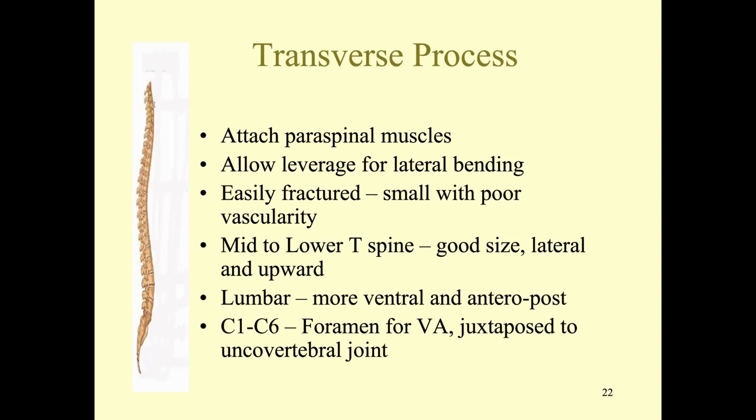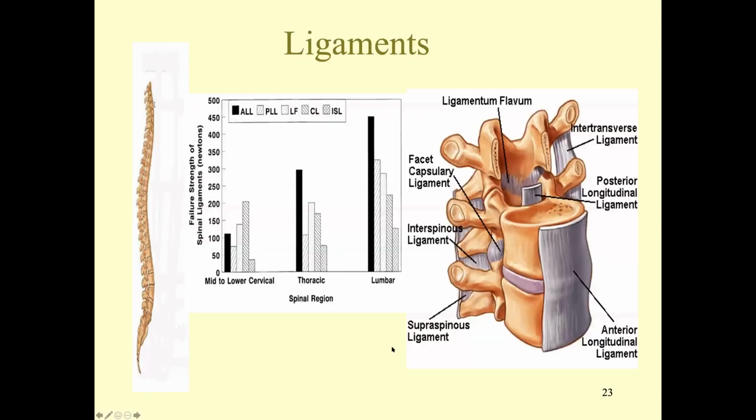But as you go down the spine in the lower thoracic and the lumbar, you have good sized lateral and upward transverse processes. The lumbar transverse processes are much more ventral and deeper. So if you're going from a posterior approach, remember the lumbar transverse process you're going to find under all those thick and big muscles, and I'm going to discuss the muscles in a short while. In the upper cervical spine, C1 to C6, one must not forget the foramen for the vertebral artery and the juxtaposed uncovertebral joint. You must not forget these two important anatomical landmarks.